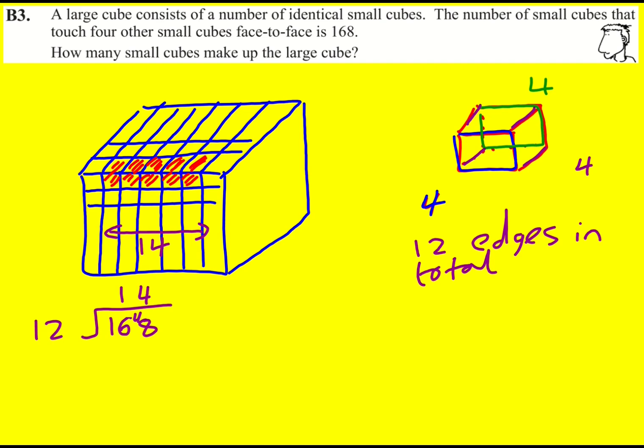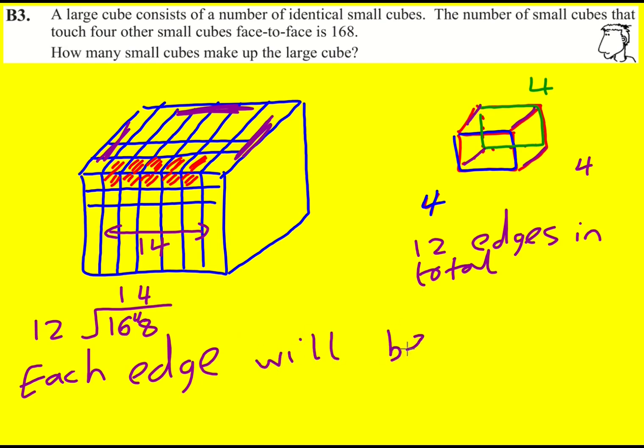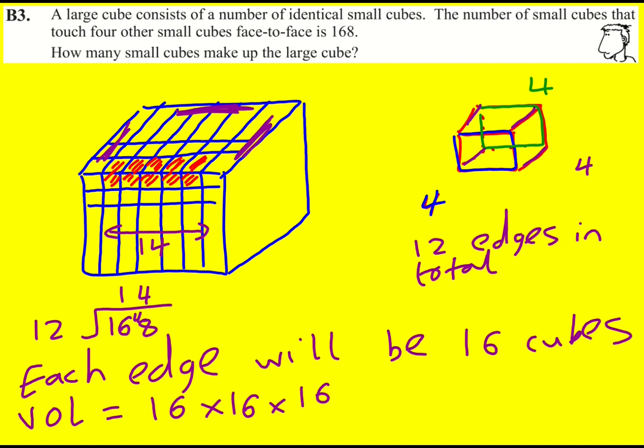So 14 along this kind of pattern, 14 along another edge and another edge, in fact, all 12 edges. But that means each edge in total is going to be 16. And we've worked out the length of one side of our cube: 16 cubes. So overall, the volume, or how many small cubes, the same thing in this case, is going to be 16 times 16 times 16.